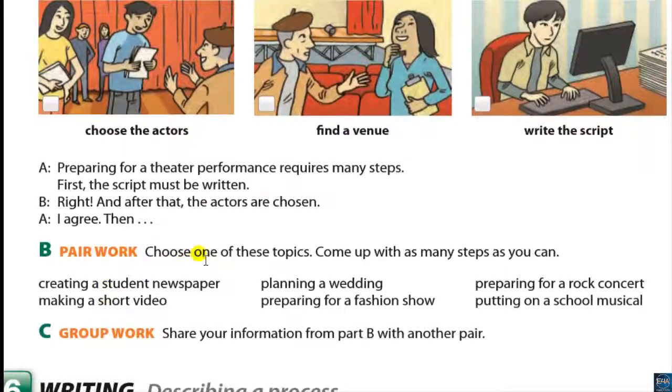Number B. Pair work. Choose one of these topics. Come up with as many steps as you can. So here in this exercise, you're gonna have many topics and you try to make them in different steps. Creating a student newspaper. Making a short video. Planning a wedding. Preparing for a fashion show. Preparing for a rock concert. Putting on a school musical. You will try to make steps for every event.